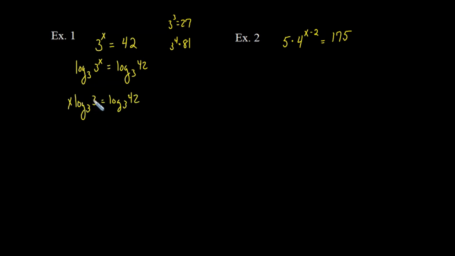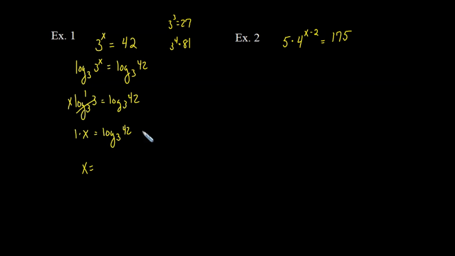And this log base 3 of 3, that's 3 to what power is 3? Well, that's 1. So this ends up being 1 times x is equal to log base 3 of 42. And that again is just equal to x. We now type this in the calculator.